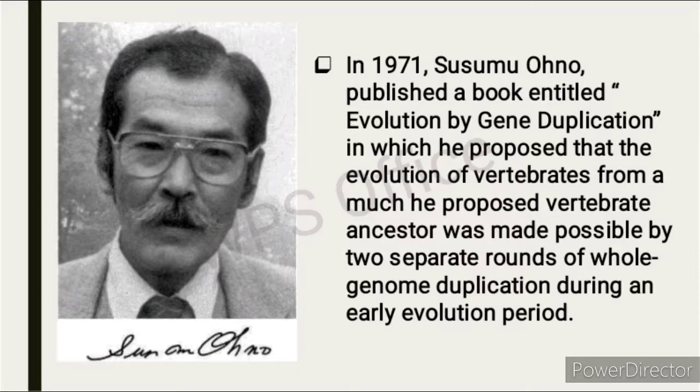In 1970, Susumu Ohno of the City of Hope Cancer Center in Los Angeles published a book entitled Evolution by Gene Duplication, in which he proposed that the evolution of vertebrates from much simpler invertebrate ancestors was made possible by 2 separate rounds of whole genome duplication during an early evolutionary period. Ohno suggested that thousands of extra genes generated by genome duplication could be molded over time into new genes required to encode the more complex vertebrate body. Over the past 3.5 decades, his proposal has been hotly debated as geneticists have tried to find evidence that supports or refutes the notion.